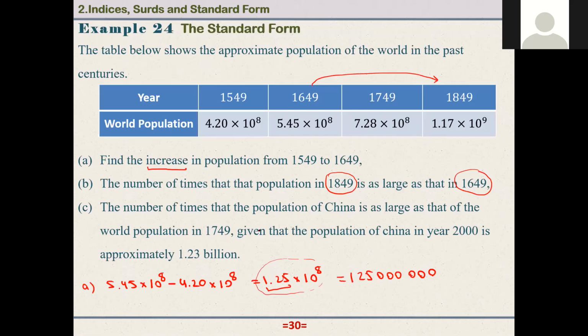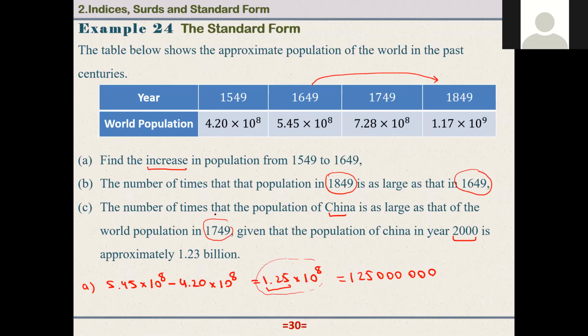So how about question C? The number of times that the population of China is as large as that of the world population of 1749. Given that the population of China in year 2000 is approximately 1.23 billion. What's the question? Find the number of times.